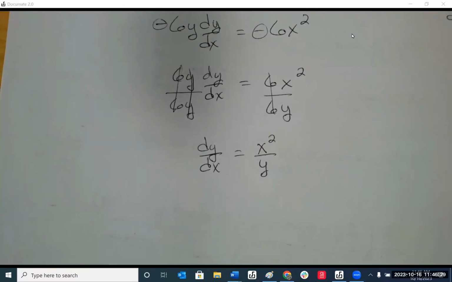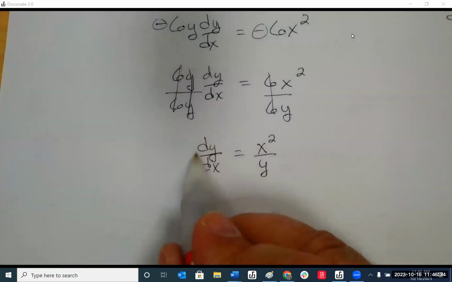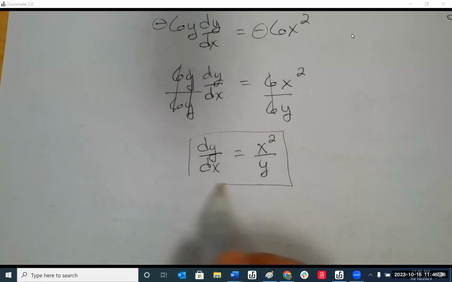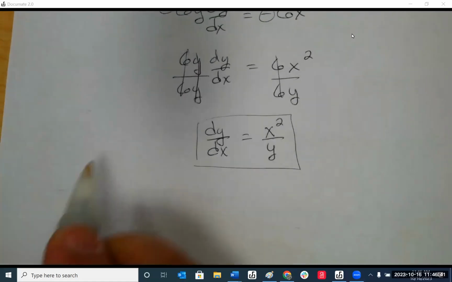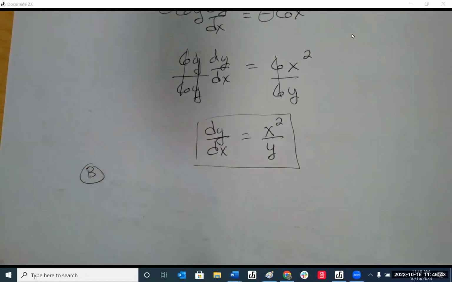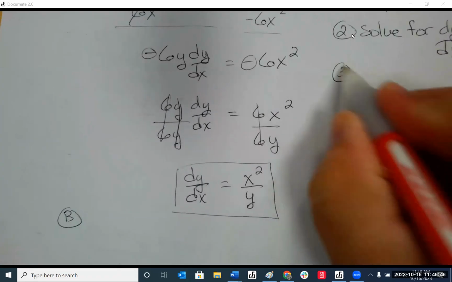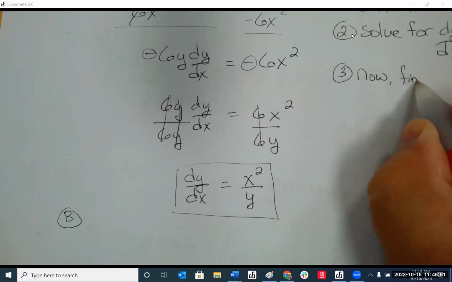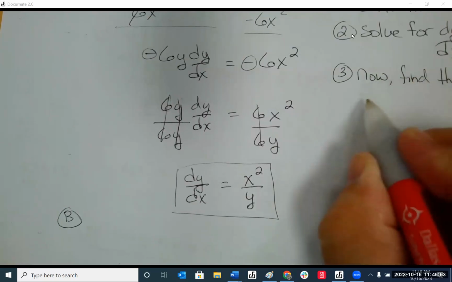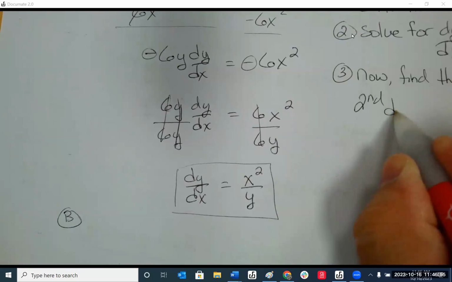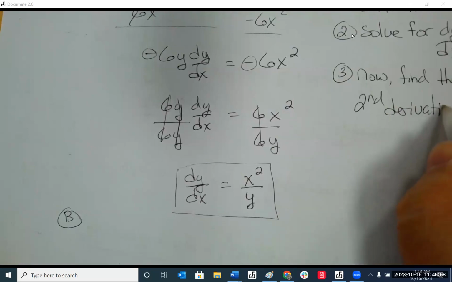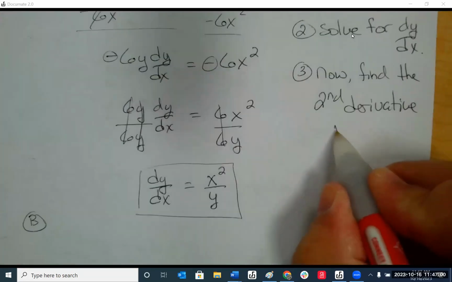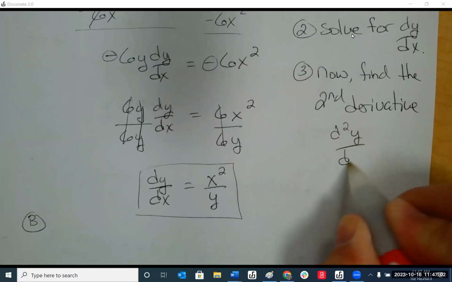Now what do you do? So we will need this later on. Step B. Now find the second derivative, which is d squared y over dx squared.